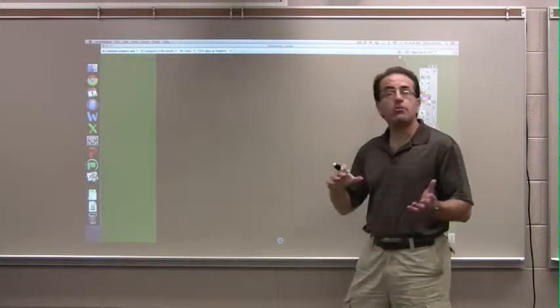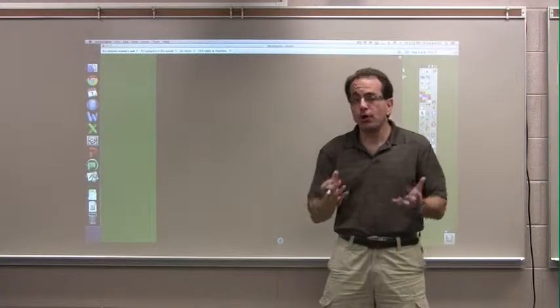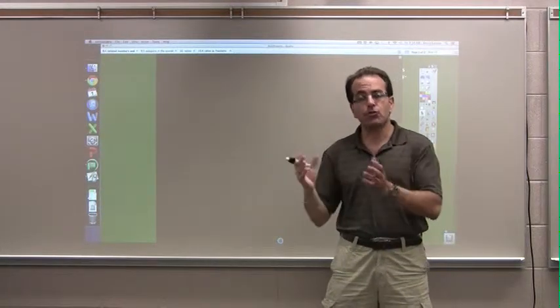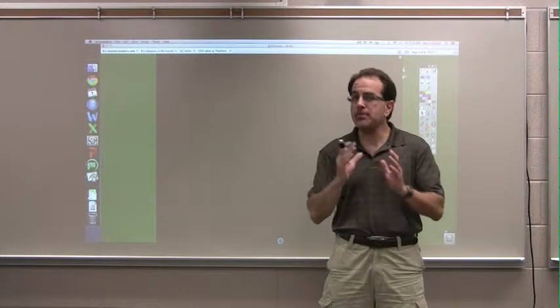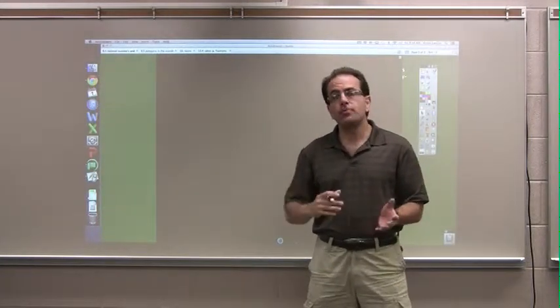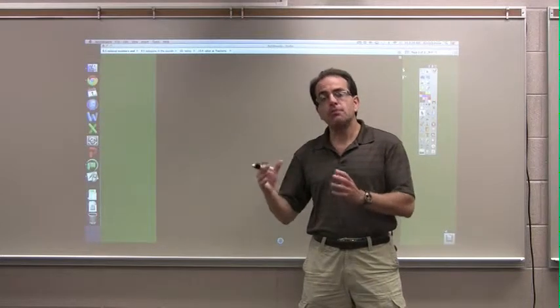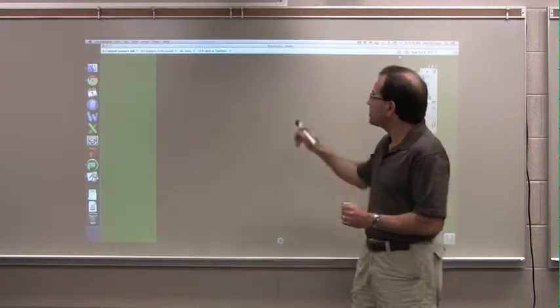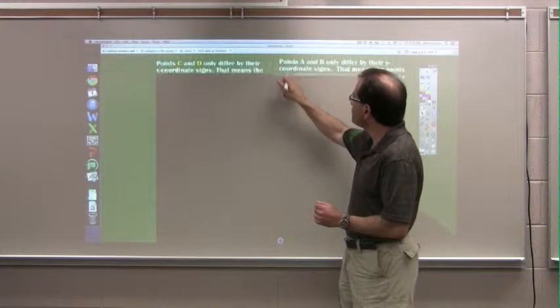So, reflections are just what they sound like. When you look in a mirror, that's a reflection. We're going to talk about basically mirror imaging points on a coordinate grid. Later on, you'll learn about reflections of figures, polygons, different shapes on a coordinate plane as well, also called reflections.